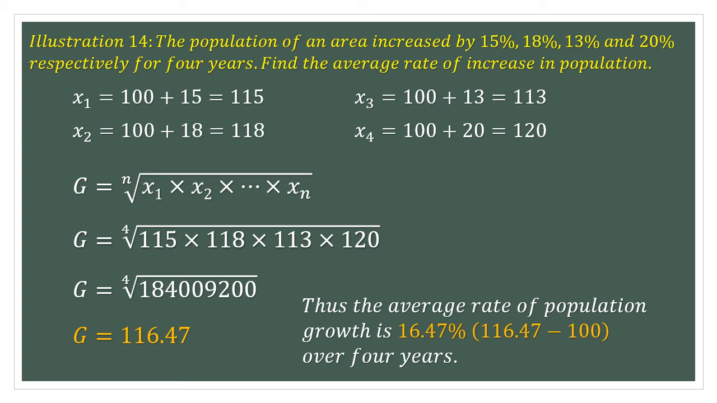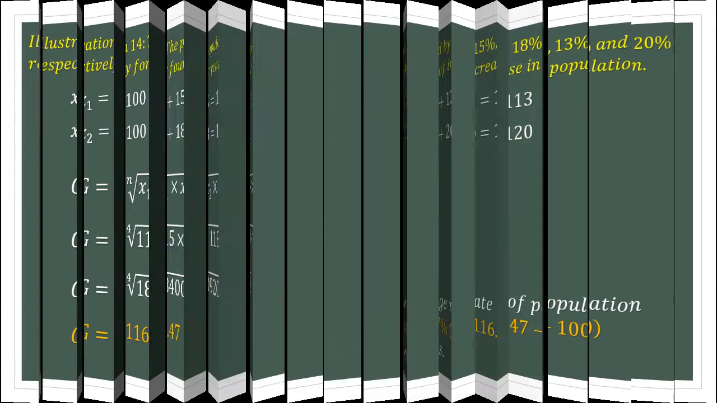So 16.47% is the average rate of population growth over 4 years. I hope you guys got this concept properly. I will be moving on to the next illustration.